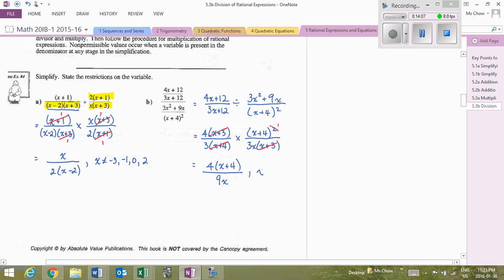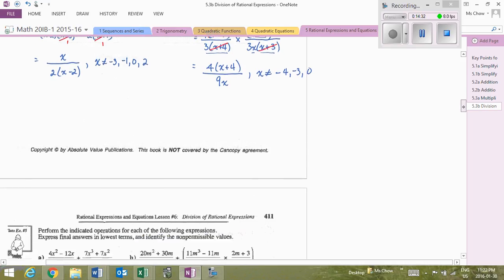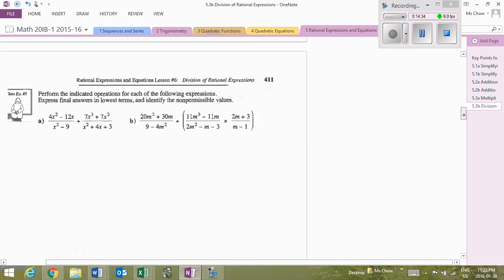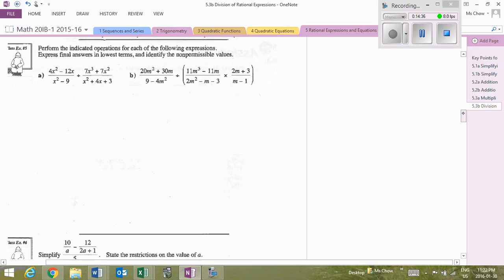And my restrictions again, based on the factored forms, and now I'm looking right here, I've got negative 4, negative 3, 0, and then this one right here, which was our denominator here, which is negative 4. So we've got negative 4, negative 3, and 0 as our restrictions. Okay. Next page then, now it's getting fun.